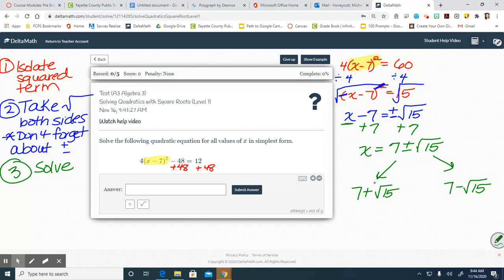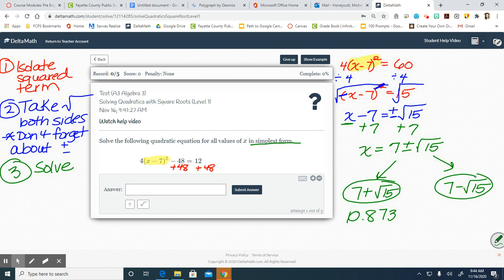One answer is 7 plus the square root of 15, and the other answer is 7 minus the square root of 15. Now, if you wanted to see what that was as a decimal, I could do 7 plus square root of 15 in my calculator and see that that is about 10.873, but they want me to write the answer in simplest form, which means they're looking for this.